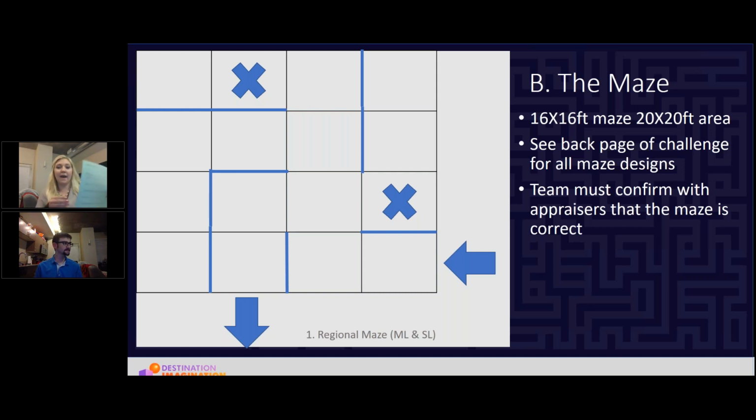If you look on the back page of your challenge, it's not the back page, it's page 9 of the challenge. It has the different mazes laid out for you so you can see what the different options are. If you're an elementary level team, you're only going to use these top 4. If you are a middle level or senior level team, you're going to use numbers 1 through 8 down here.